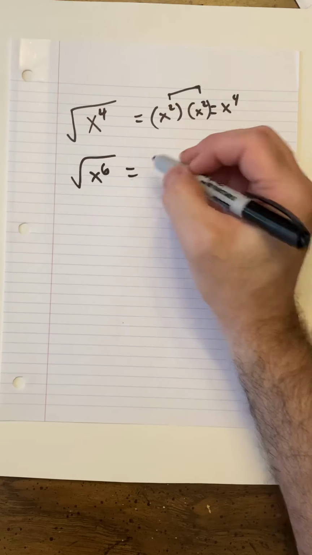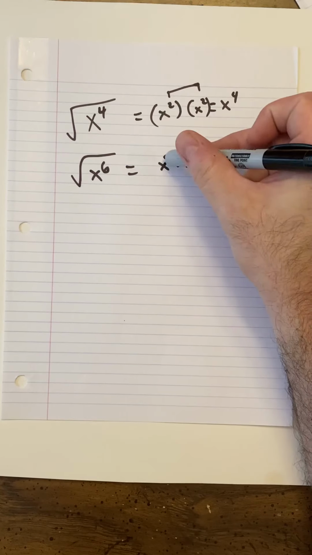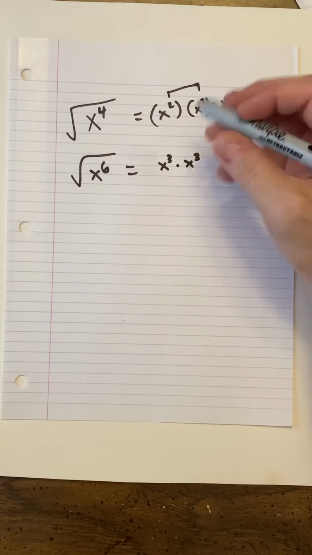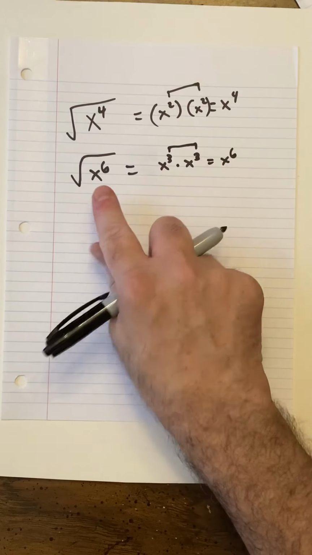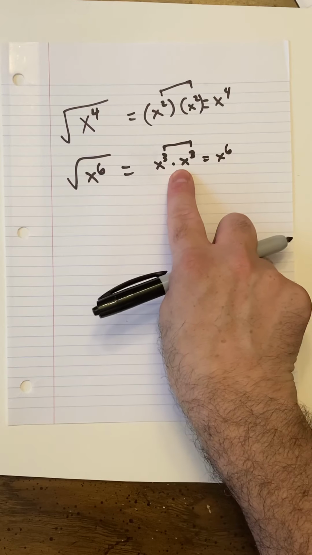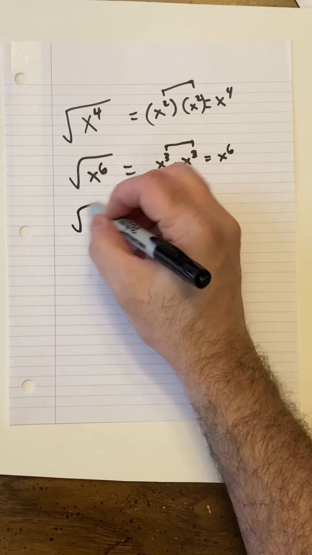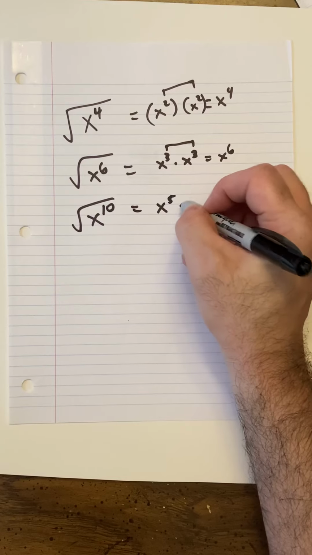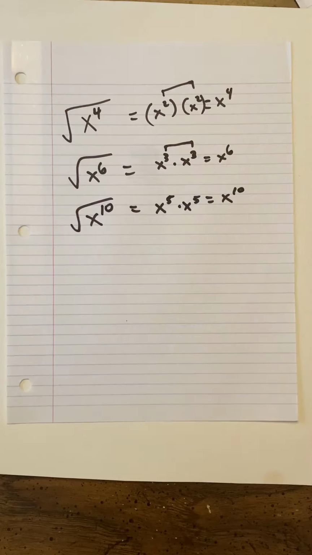Square root of x to the 6th. We know when you multiply variables with exponents, it's a matter of adding their exponents. So x cubed times x cubed is literally 3 plus 3 is 6, x to the 6th. So what times itself will give us x to the 6th? x cubed times x cubed, because you would add the exponents giving you x to the 6th. Let's do one more. Square root of x to the 10th. x to the 5th times x to the 5th is x to the 10th, because 5 plus 5 is 10.